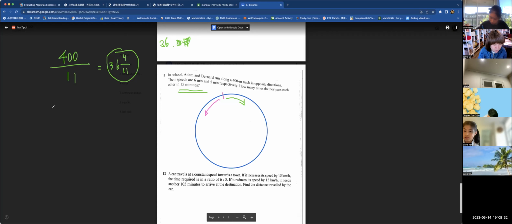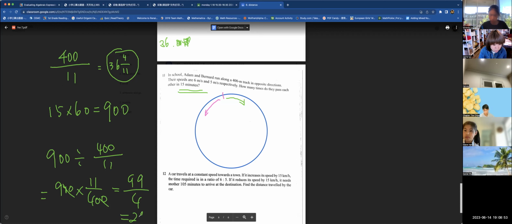So it's like that. So 99 over 4 equals 24 and 3 over 4. So that means they are going to meet 24 times. Get it? Okay, think about the other way, okay?